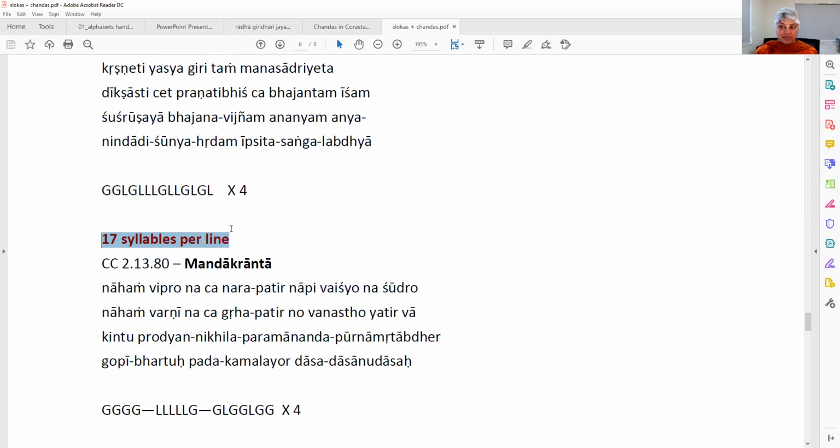Coming to 17 syllables per line. Just a quick question. What do you think would be the maximum number of syllables in a line? Just a guess. We know 8 is Anushtup, 11 is Upajati, both are in the Bhagavad Gita. We've come up to 17 syllables, 16 is the Brahma-Samhita. How many do you think would be a maximum?